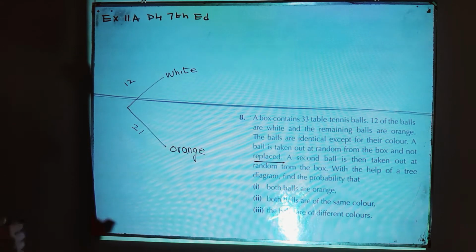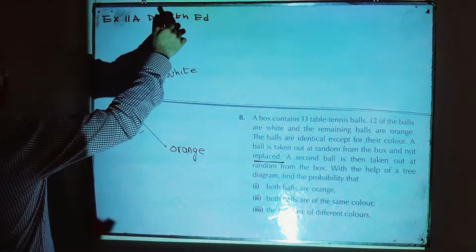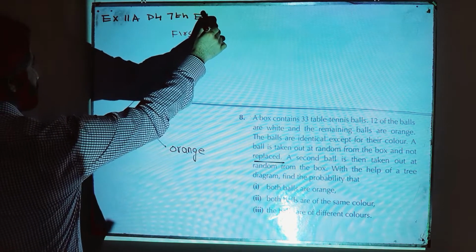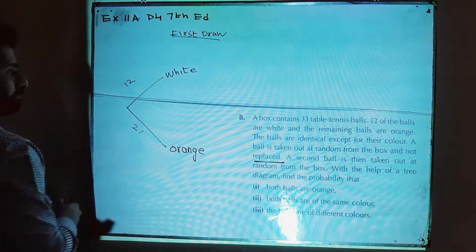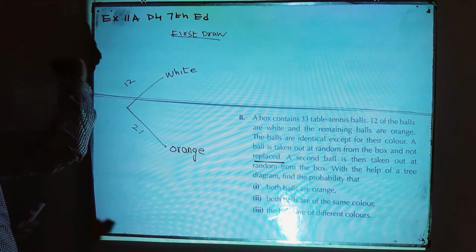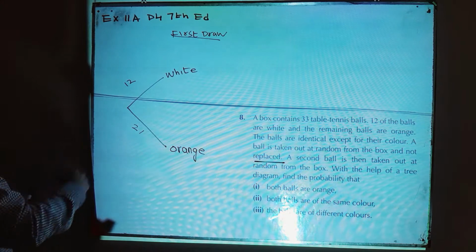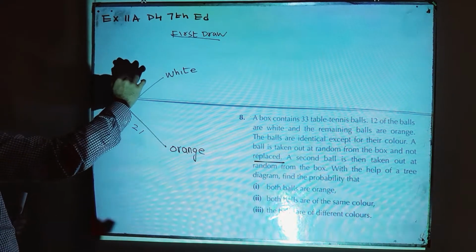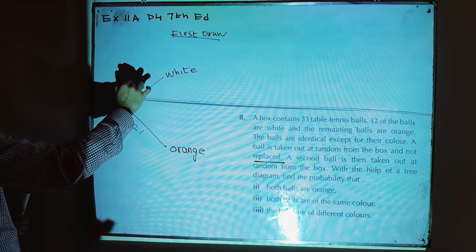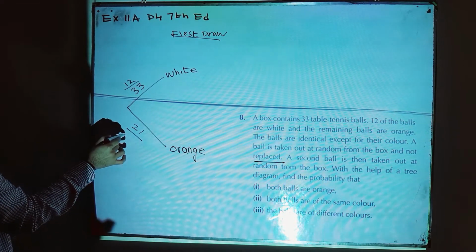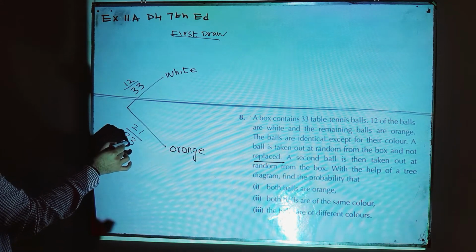Okay, first of all, draw the tree diagram. This is the first draw, where the first ball is taken out. So we have 12 white and 21 orange. The probability of having a white ball in the first draw is 12 out of the total number of balls, which are 33, while the probability of orange is 21, the number of orange balls, divided by 33.